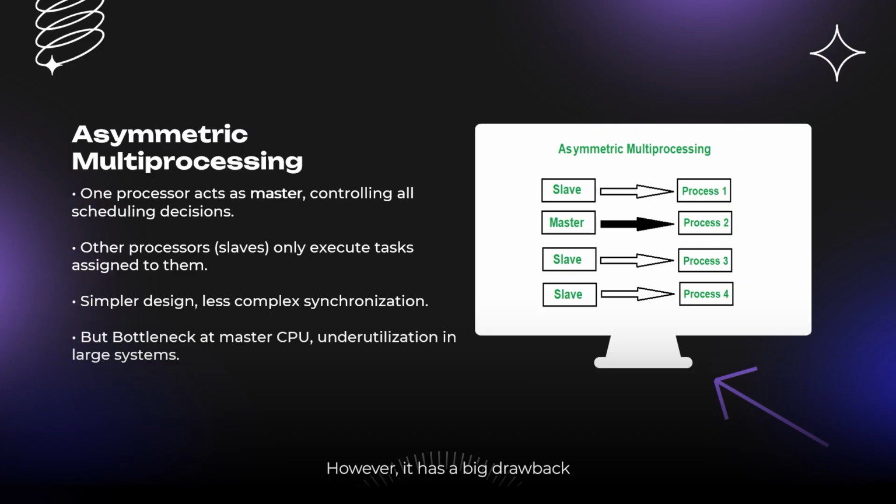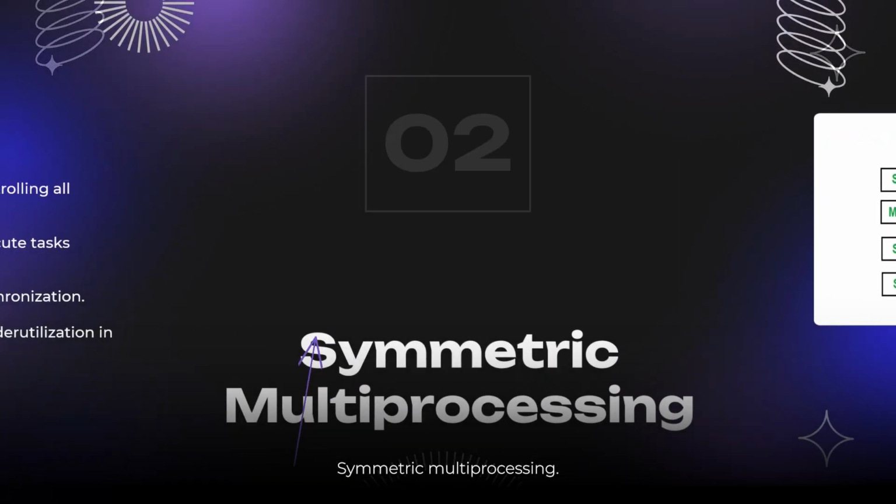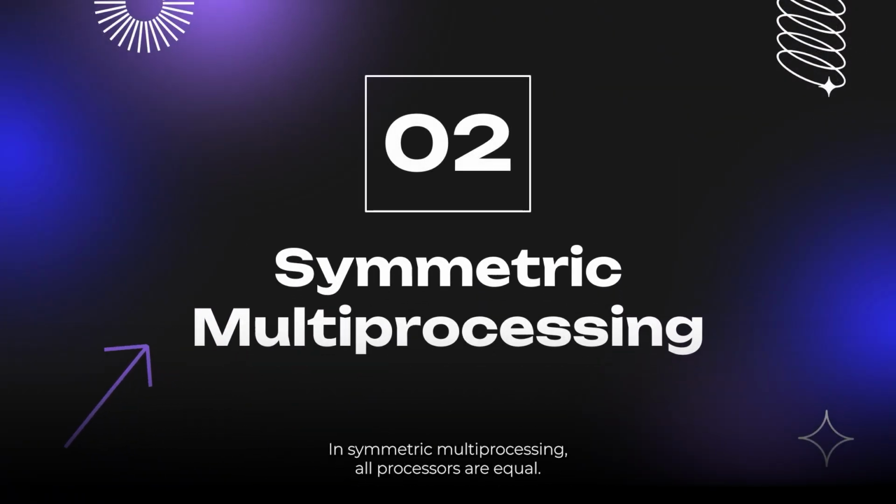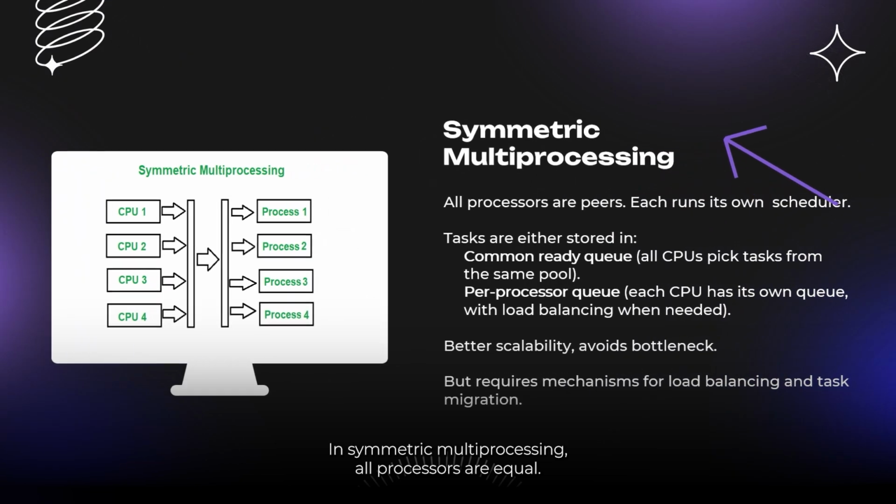However, it has a big drawback. Since all decisions are made by one master, it can become a bottleneck in large systems, leading to underutilization of other processors. Symmetric multiprocessing. In symmetric multiprocessing, all processors are equal.